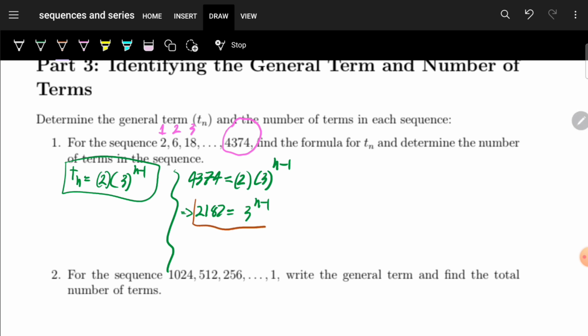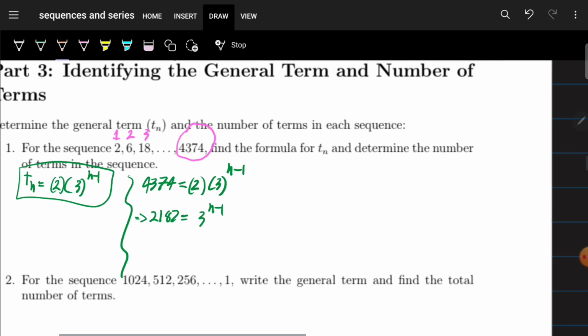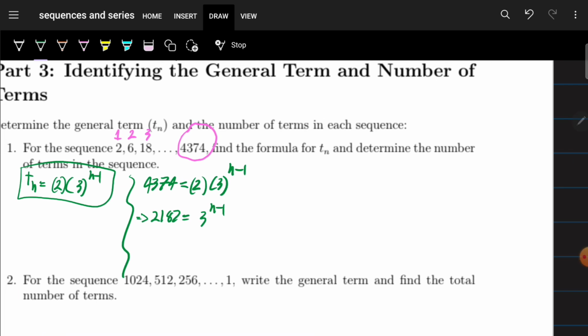So what we have to do in this problem to solve for n is we have to express this number so that it also has a base of 3. Okay, so I have to write this as 3 to the power of something. So how do we figure out what that is? Well, we're going to have to do the prime factorization of 2187.